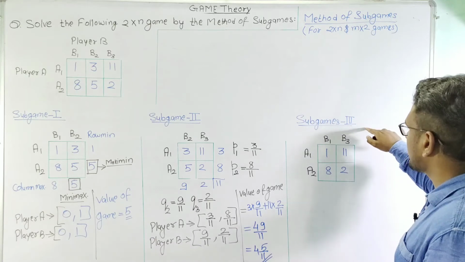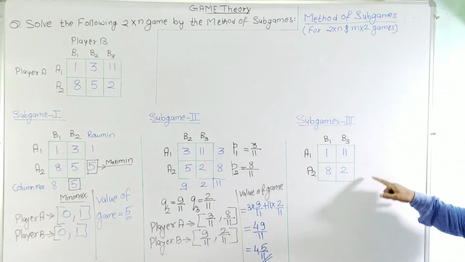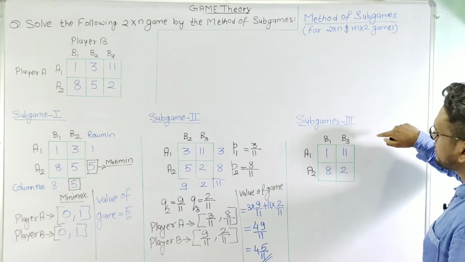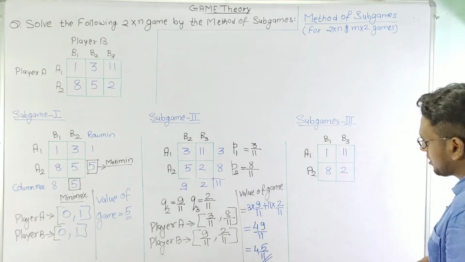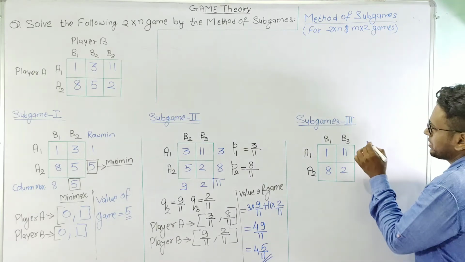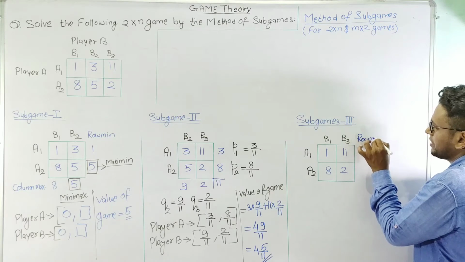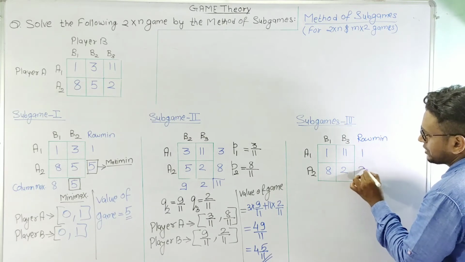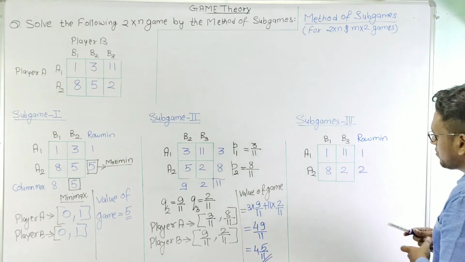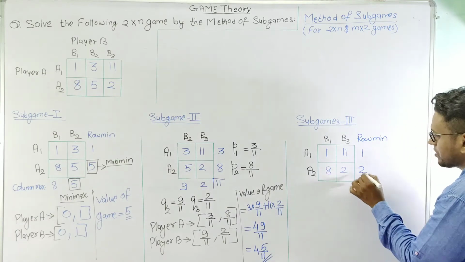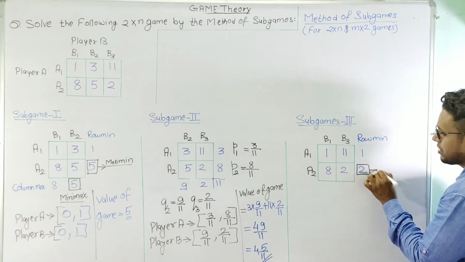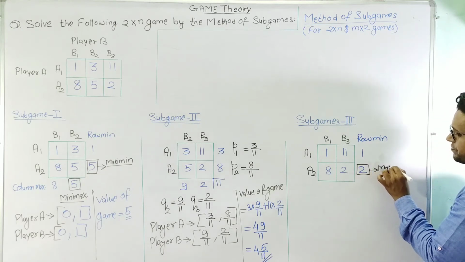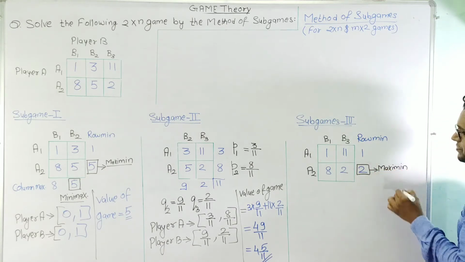Now let us move on to the sub game 3, and here also first we'll try to calculate whether there is a saddle point or not. So in order to find the saddle point, first we'll calculate row min here, and the minimum here is 1 and 2, and among these two the maximum value is 2. So this will be maximin value, maximin.